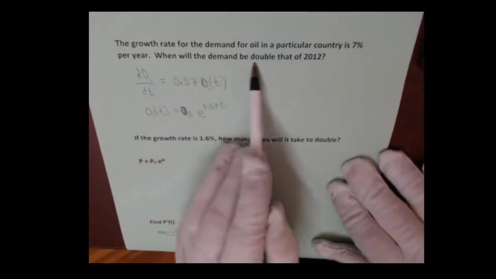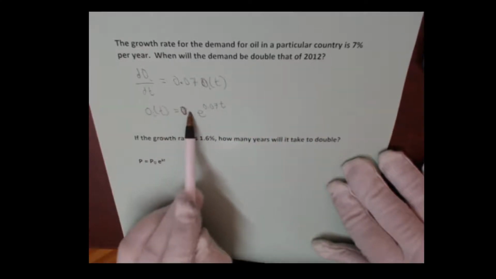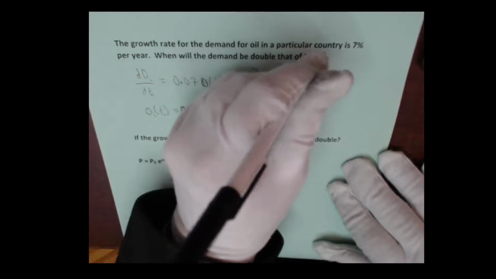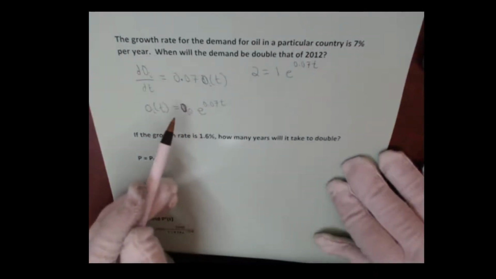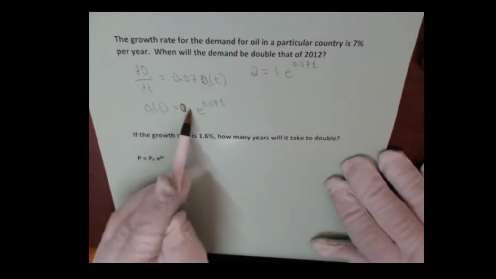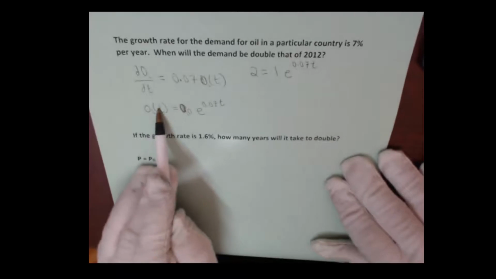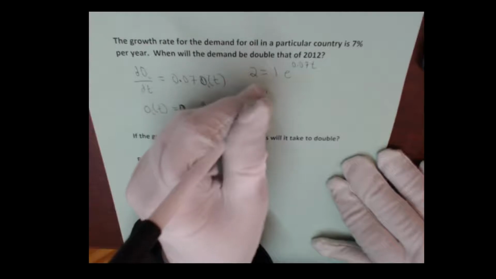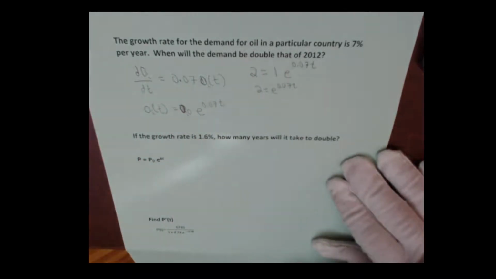They want to know when the demand will be double that. So all I have to do is put a 2 here and a 1 here, and that would be enough to solve the equation. And in fact, you could have done 10 and 5 or 20 and 10. It really actually doesn't matter, as long as this amount is double your starting amount. So our starting amount we called 1 to keep it simple. This amount is 2, because that's double. So we get 2 equals e to the 0.07t, and then we can just solve that equation.